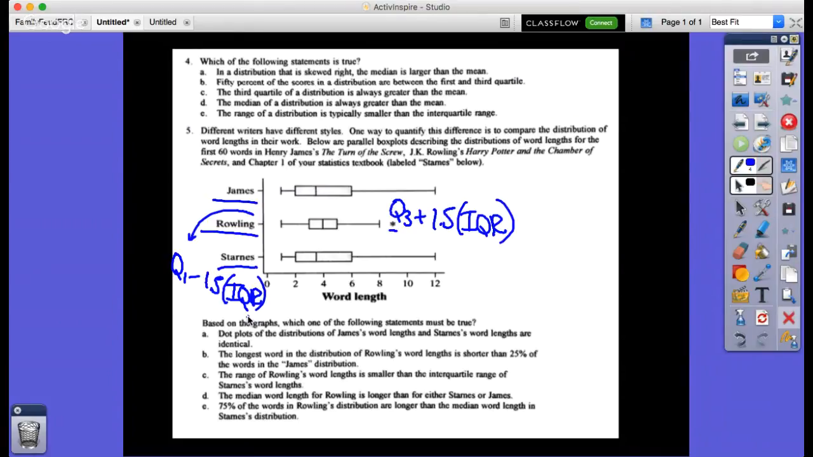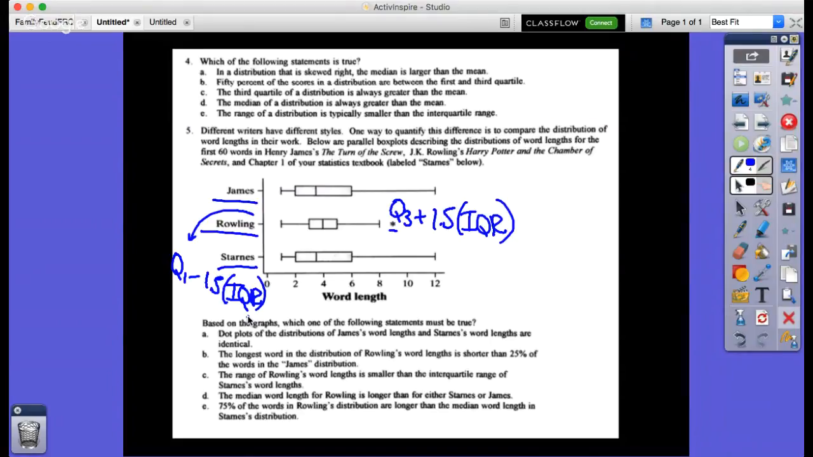We see where the median is in the middle, and let's just see what they said. It says dot plots of the distributions of James's word length and Starnes' word length are identical. Are these two identical? Pretty much. Pretty close, don't they? Dot plots of the distribution of James. Okay, so here's the question. Are these dot plots? No. That's tricky. Do you see that? Yeah. That almost got me. So let's come back to A because I don't think that one's probably going to be it. They tried to trick you there.